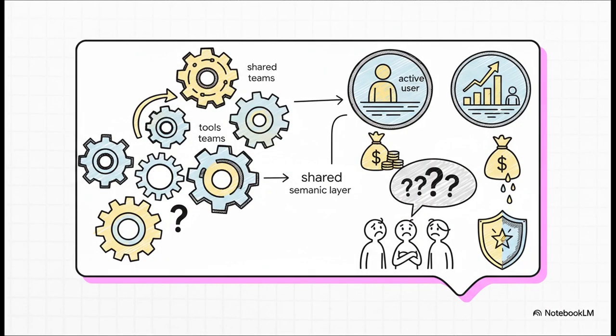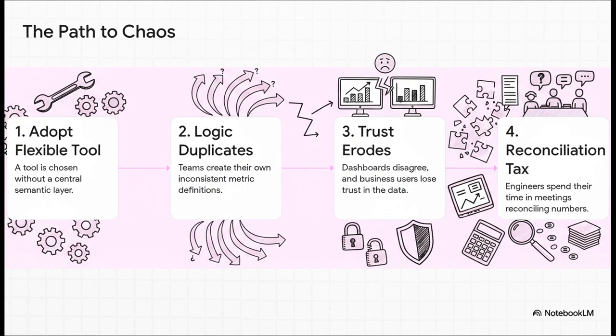Without that central, shared place to define your key metrics just one time, every single team just makes up their own version of active user or monthly revenue. And then, you know what happens next. The dashboards don't match, leadership gets confused, and your best engineers are stuck in endless meetings arguing about definitions instead of building stuff. You can almost set your watch to how this unfolds.